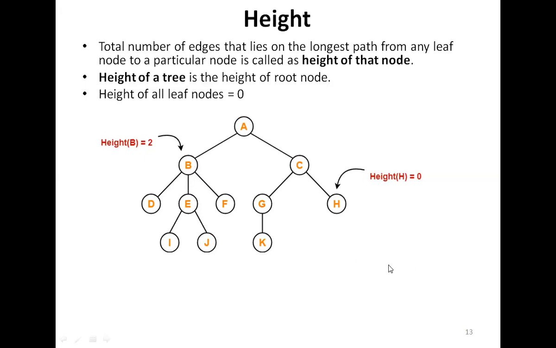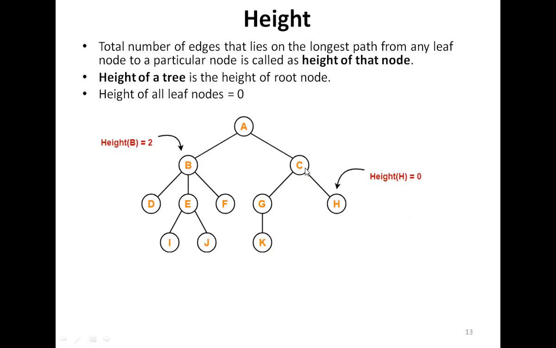Yes sir. Now the height of this node H. Node H is a leaf node, so a leaf node's height is 0, because according to the definition of the height of a node, it is the total number of edges from the leaf node to that node. Here there is no edge. Yes or no? So 0. Height of H is 0. So you remember, the height of a leaf node is 0. Okay. Now tell me what is the height of this node C?